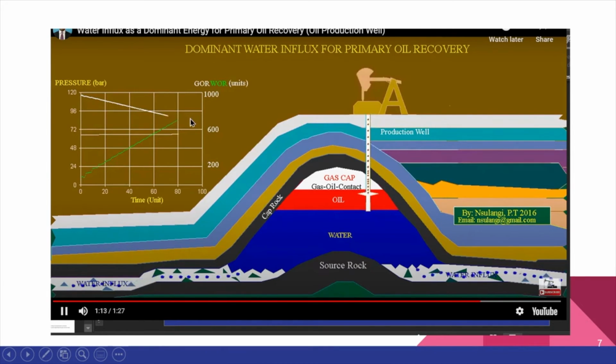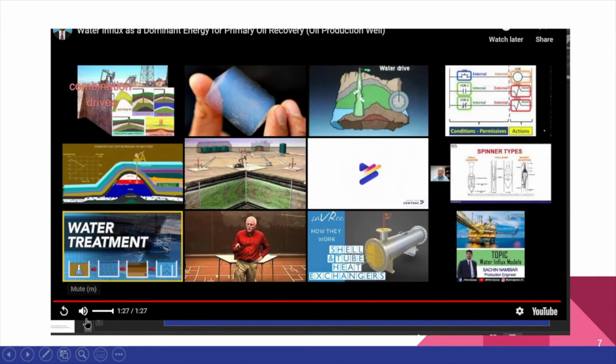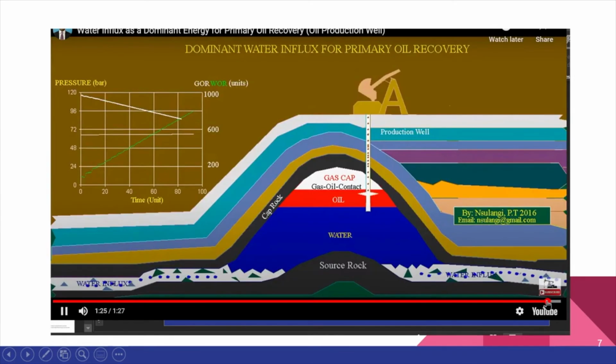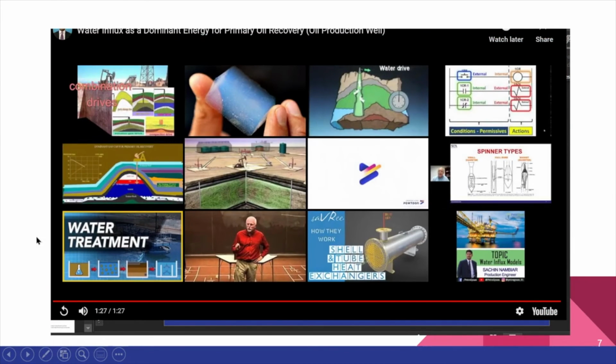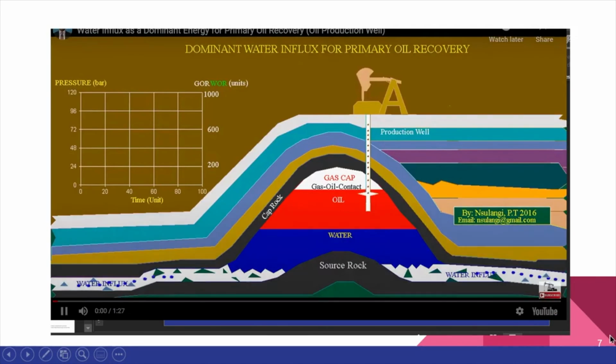So at this point, actually, your oil will start to be less than your gas. The oil will be lesser than your gas. So gas oil ratio will increase. So this method is using that concept.